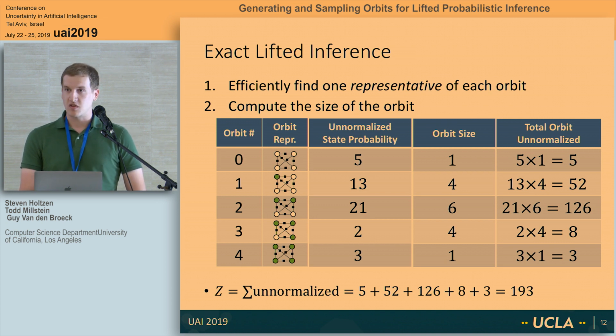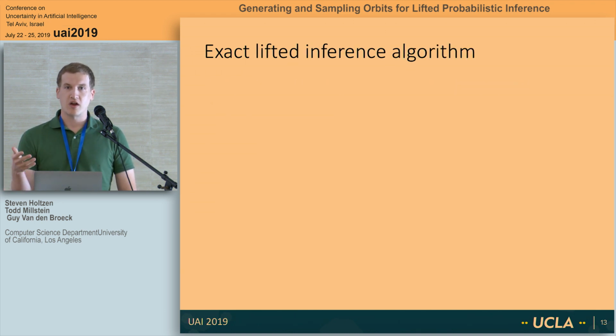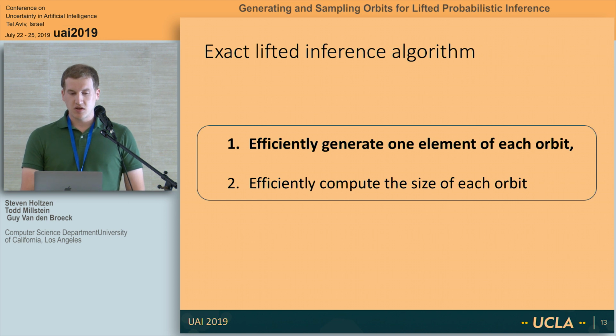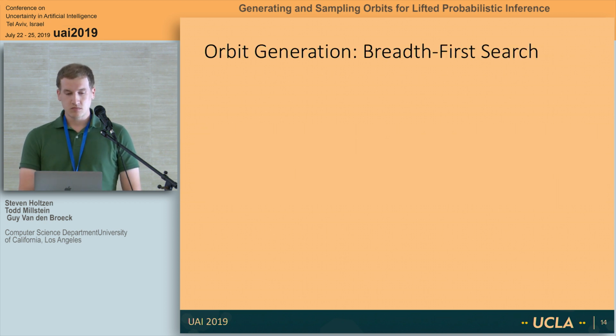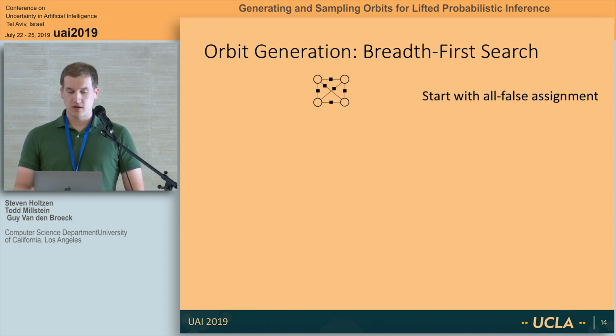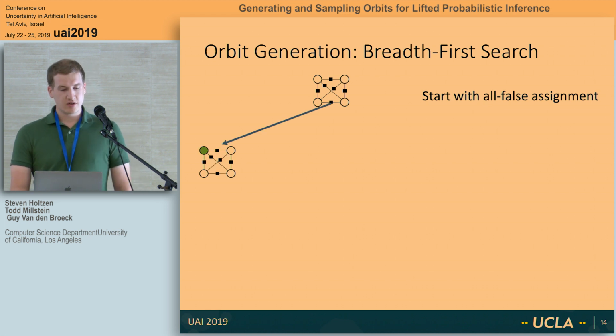And these things together give us the partition function. We can sum over all the unnormalized probabilities, just taking the totals in the far left column. And from this, we can get the partition function without having to enumerate all possible states. In particular, we can do it on the order of the number of orbits, if we can do these 2 things efficiently. So this is what we want to scale in, this number of orbits here. Okay. So now the question is, how do we do these 2 things? Now that we know why, how do we do it? So I'm going to tell you how we do the first one, efficiently generate one element of each orbit.